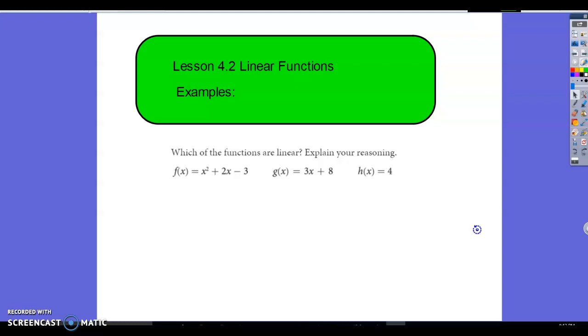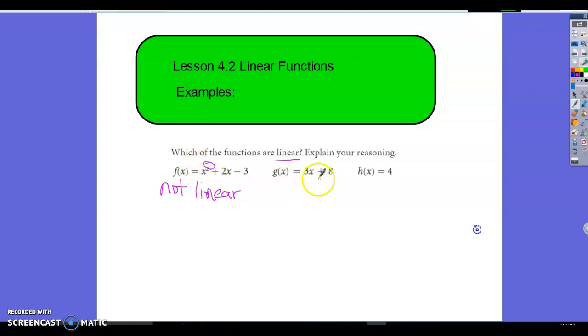All right, continuing with lesson 4.2, linear functions, we're going to look at some examples to help you get started. It says, which of the functions are linear? Remember, linear means it represents a line, and it means it's x to the first power. If we look at the first function, x squared, that's not to the first power, so we can say that the first one is not linear. It's not linear because of that exponent.